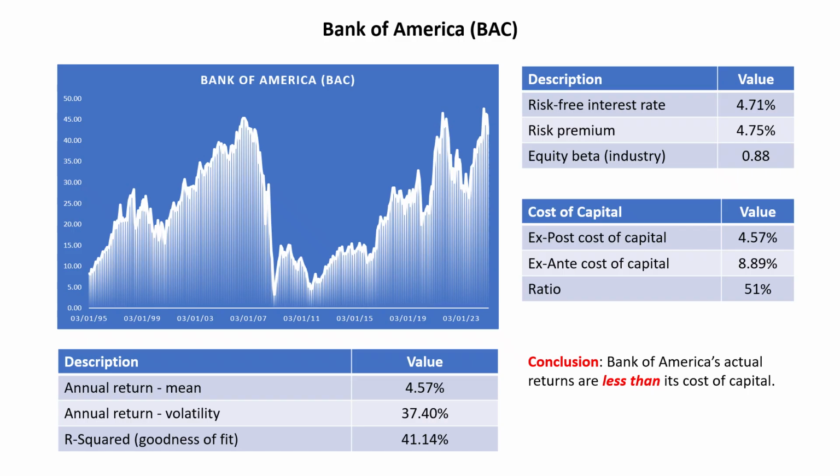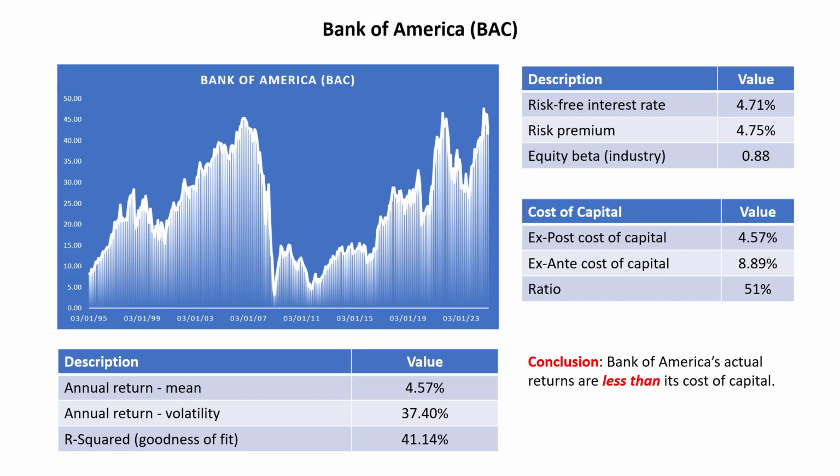The ex post cost of capital, this is what we got from the regression equation. So over its stock price history, Bank of America generated a total return of 4.57%. Now, its ex ante cost of capital is what the market expects, and they expected 8.89%. So the ratio there is 51%. So that means that Bank of America in general has performed way worse than what the market expected. The market expected 8.89%. Bank of America actually delivered 4.5%. And we could take a look at the very bottom table.